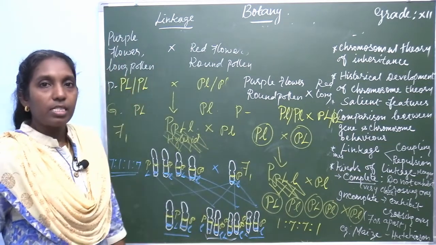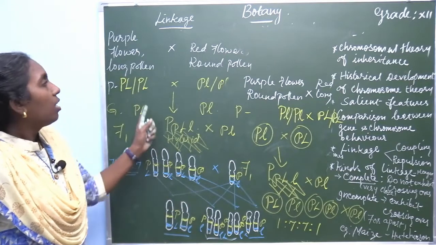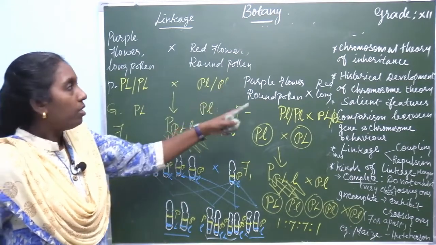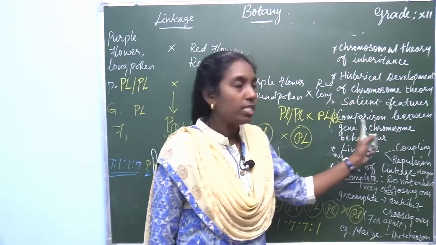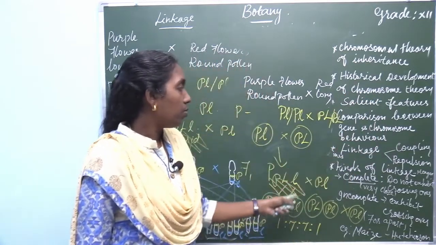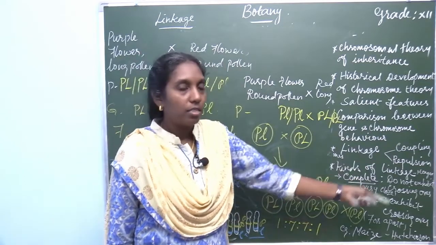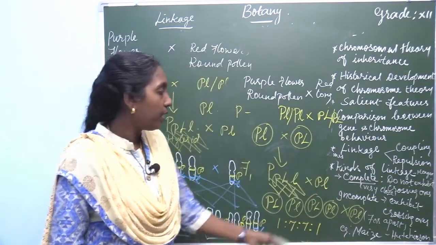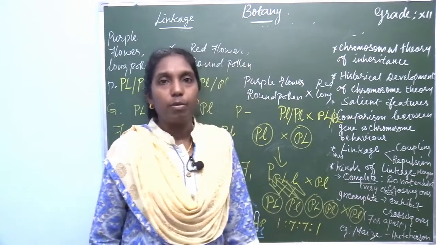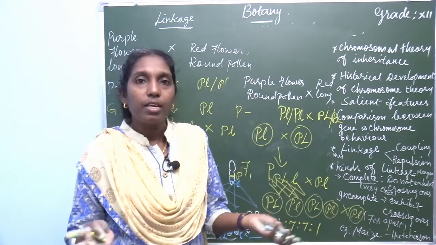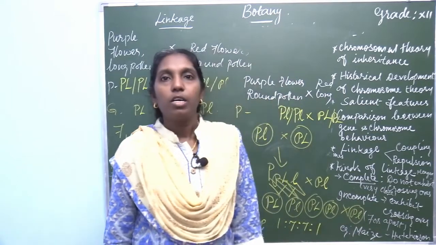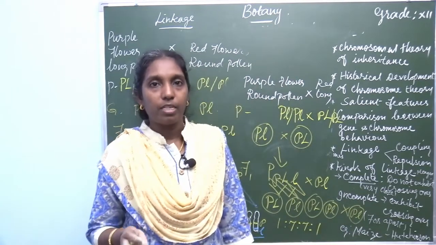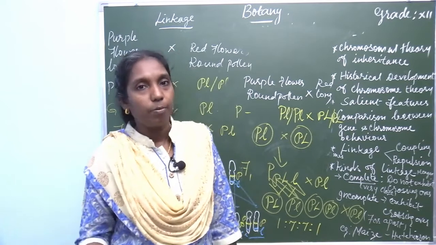I hope that you understand this concept very clearly. Once again, recall what you learned today: chromosomal theory of inheritance, historical development, salient features, comparison between gene and chromosome, then linkage. There are two different types of linkage: complete linkage and incomplete linkage, classified by Morgan.